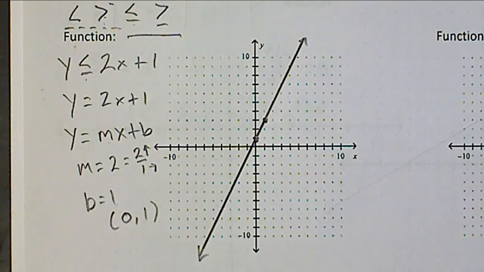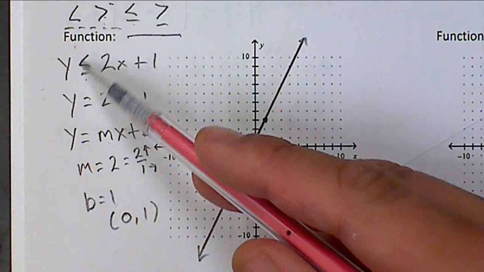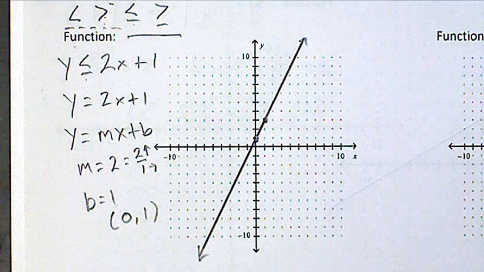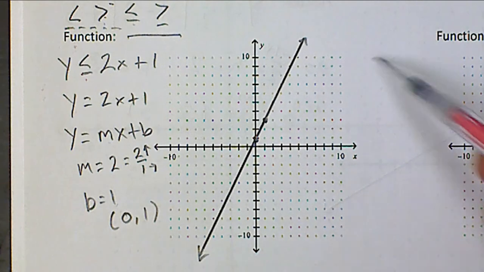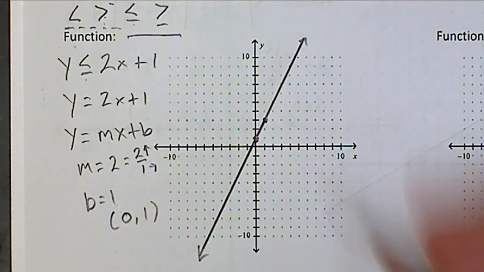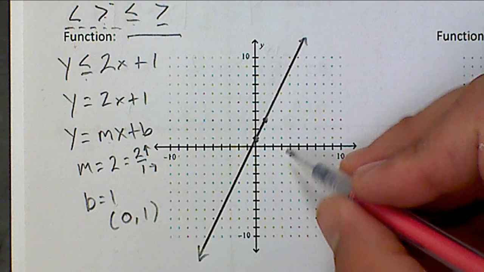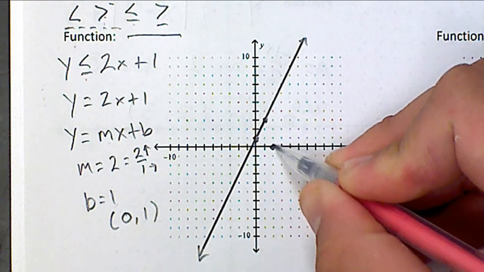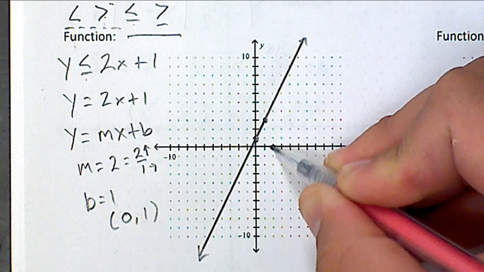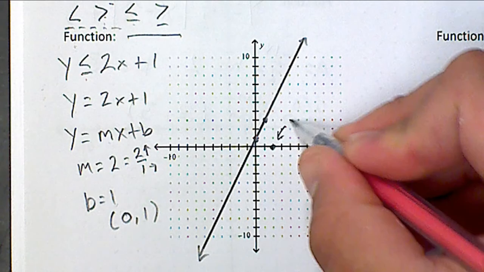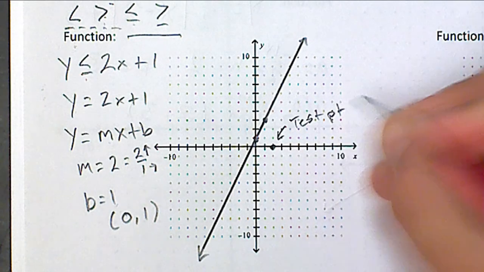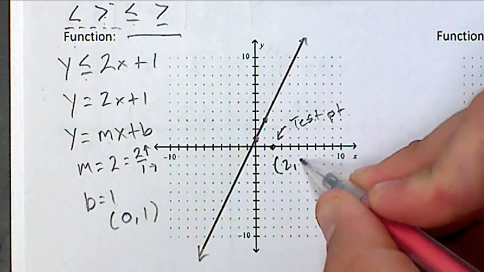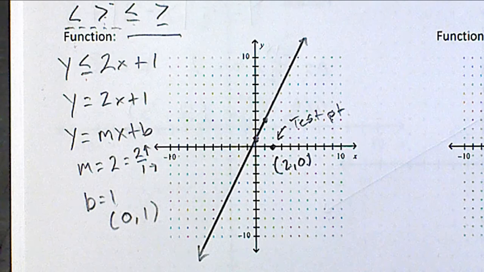What you do is look at the symbol. It says y is less than or equal to, so less than would be below the line. You can always take a test point too. I know I want to shade below the line, but let's say we want to make sure, so we take a test point like (2, 0) right here. You substitute (2, 0) back into your inequality.